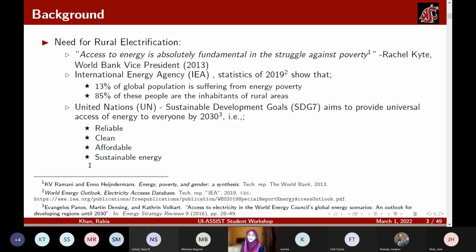Rural electrification is an important concern that needs to be addressed. According to the Vice President of the World Bank in 2013, access to energy is absolutely fundamental for everyone, and it is a struggle against poverty. The International Energy Agency says 13% of the global population is suffering from energy poverty, and out of that 13%, 85% reside in remote rural regions. The United Nations has developed sustainable development goals that aim to provide clean, affordable, reliable, and sustainable energy to everyone by 2030. This is Sustainable Development Goal 7. There are other goals as well.